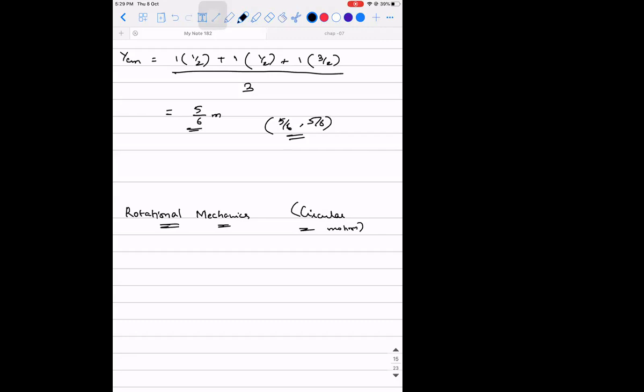Sir, circular motion is because of centrifugal force, sir. Rotational motion is due to the torque, sir. That moment of force. Okay, partially right. That's right.